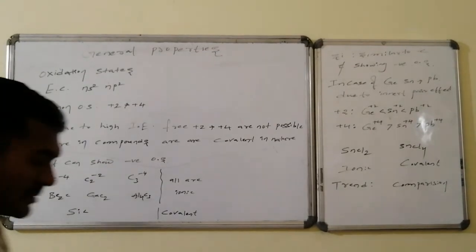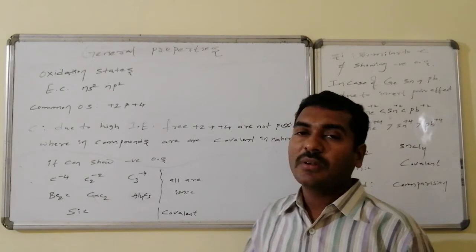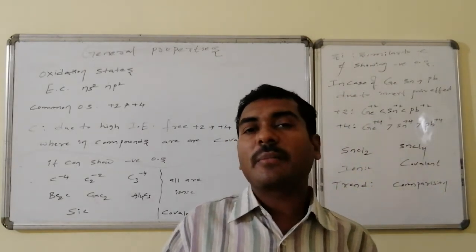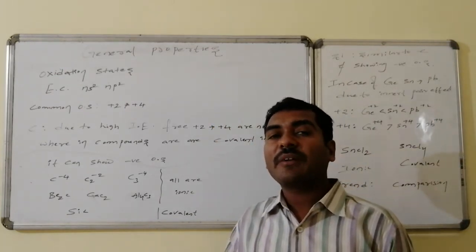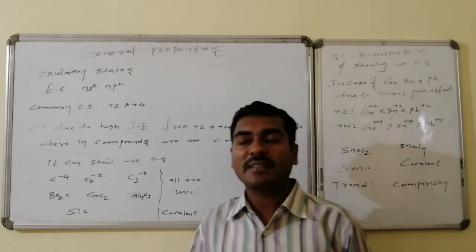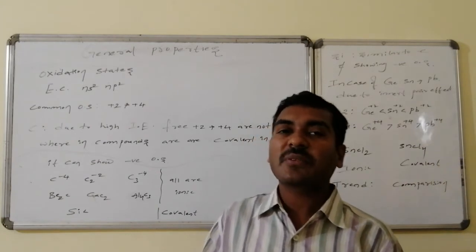Oxidation states, as far as the general electronic configuration ns2 np2 is concerned: the common oxidation states shown by the carbon family are +2 and +4. Whereas in the case of carbon, due to its higher electronegativity and higher ionization potential, these elements never show the free +2 and +4 states.